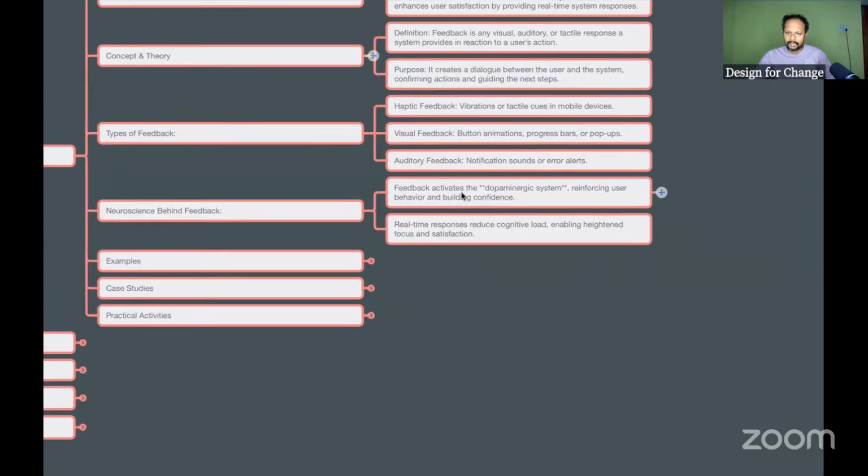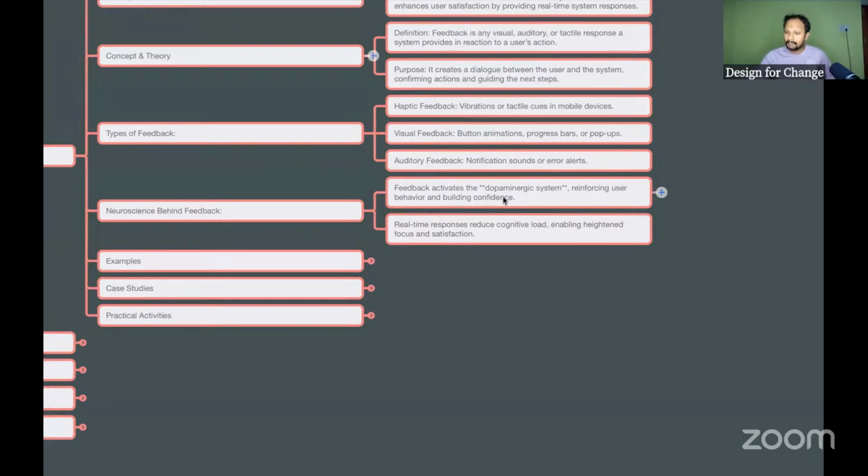So what happens neuroscientifically? Feedback activates the dopaminergic system, reinforcing the user's behavior and building confidence. It's every time connected to neuroscience. We cannot have a topic in design which is not connected to brain activity and human behavior. When we do some activity and somebody says yes, it's completed, it's superb, it's great, you get a dopamine hit. When you plan a day and complete all the tasks perfectly, you get a dopamine hit. That's feedback that you've completed it. You planned something and executed it, so your brain really gets a dopamine hit.